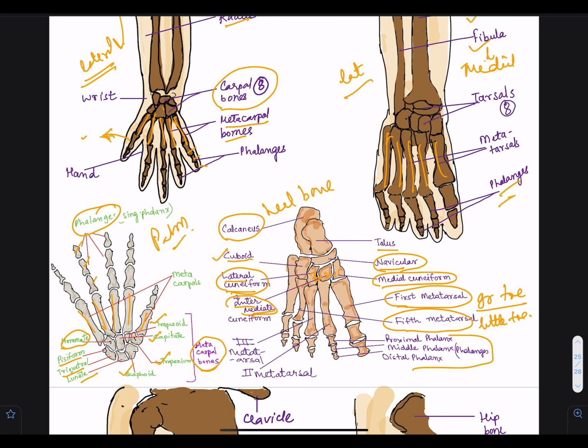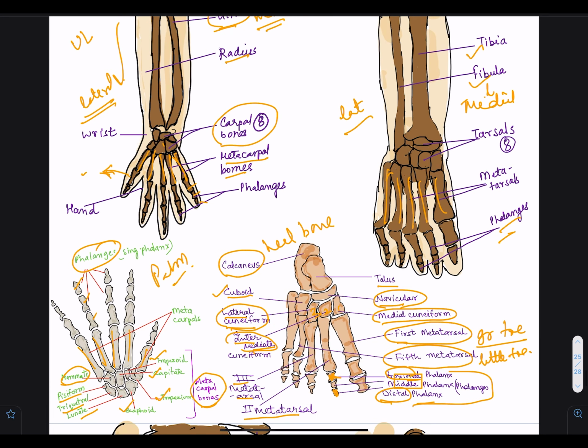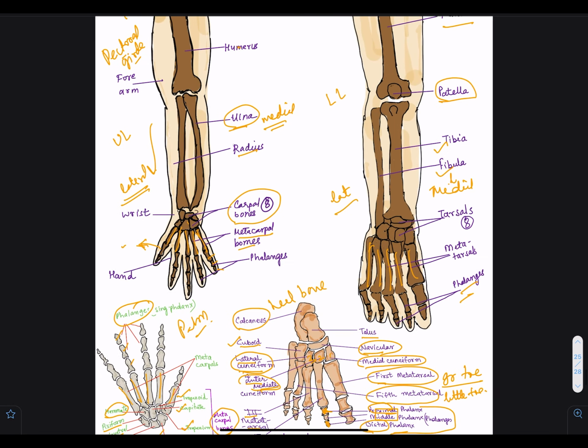As I told you, anything towards the body is known as proximal. So this is the proximal phalanx, and this is away from the body, so it is the distal phalanx. Then we have a middle phalanx, the second metatarsal, the third metatarsal, and so on. This is all about the upper and lower limb bones.